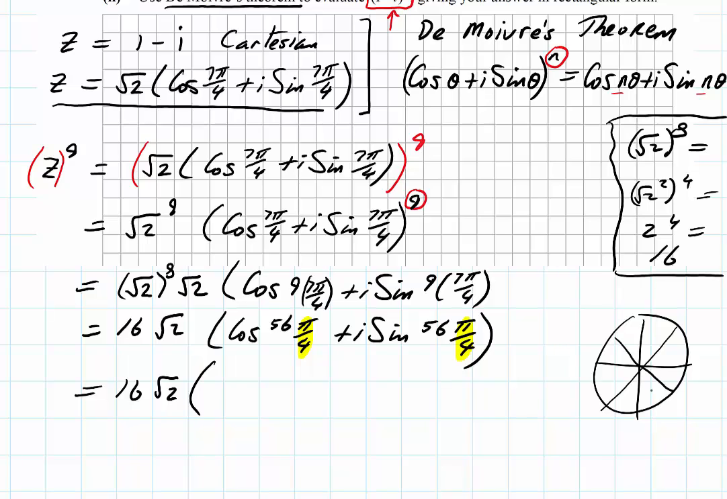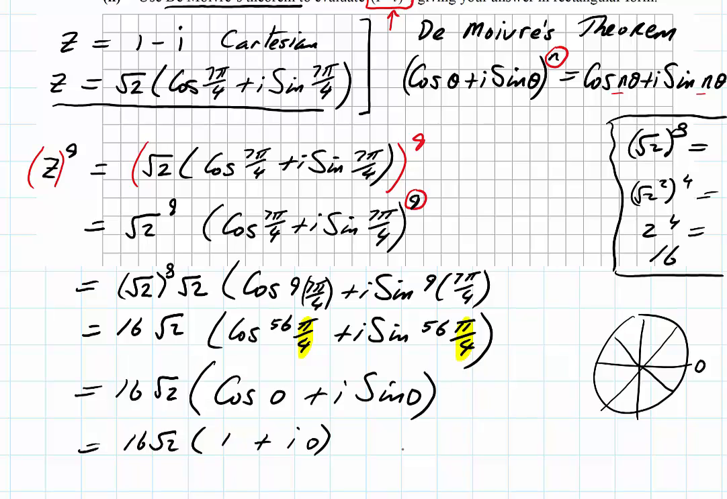So 8 times pi over 4 means you're going all the way around. 7 8s is 56 means you're going 7 times around the circle. So in other words, you're back to 0 again. 56 pi over 4 means you're actually back to 0, because you're going 7 times around the circle. So that's really the cos of 0 plus i sine 0. And now it's 16 root 2 times the cos of 0, which is 1 in your tables, plus i sine 0, which is 0. And the total answer at the end is 16 root 2.